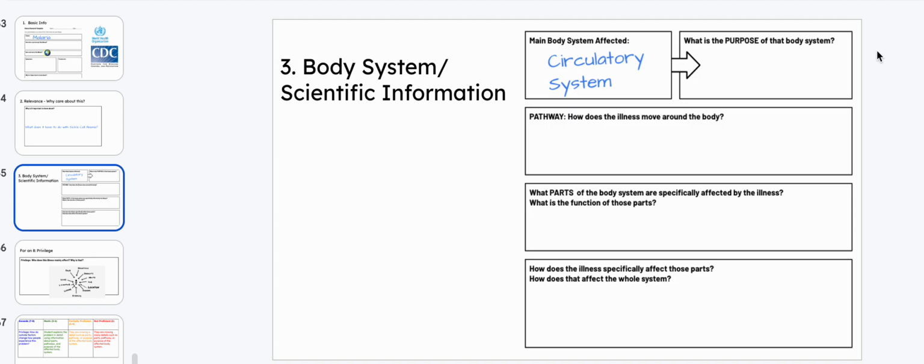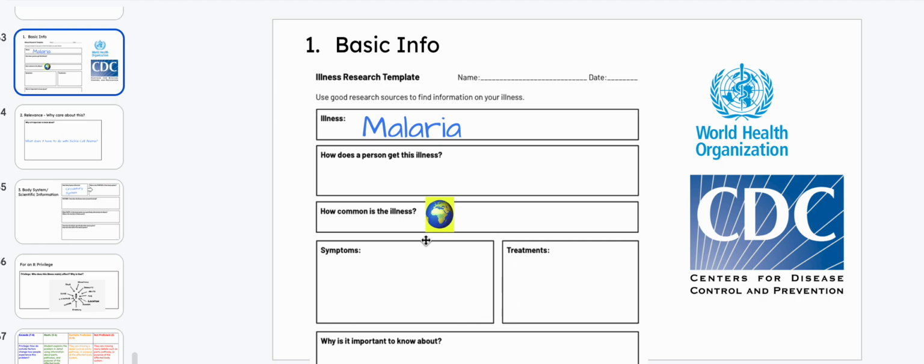What is the purpose of that body system? The pathway: how does malaria move around the body? What are the parts of the body system affected by the illness? And what do those parts do? And then last, how does the illness specifically affect those parts? How does it affect the whole system? What you're doing is you're getting information here to explain why those symptoms happen for malaria.